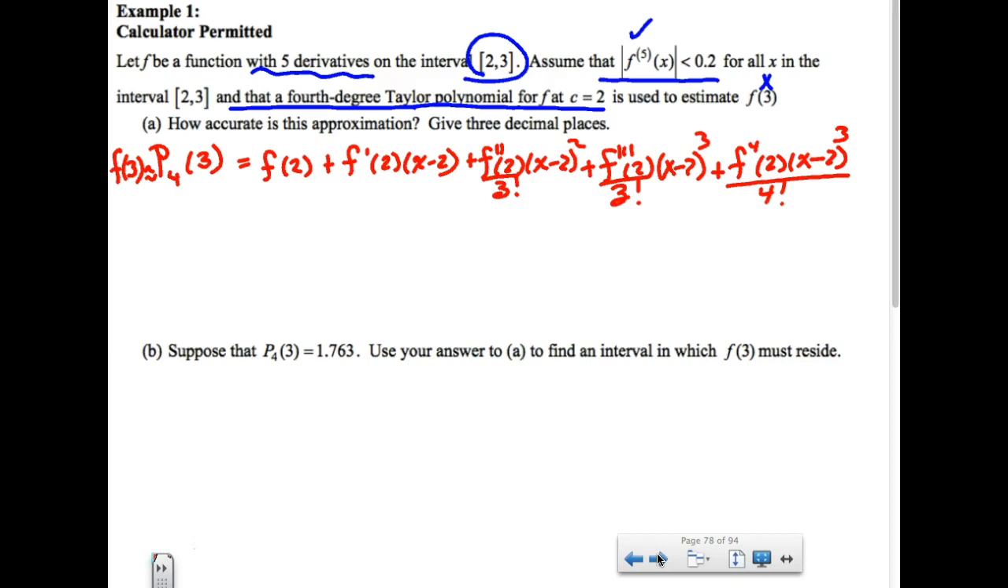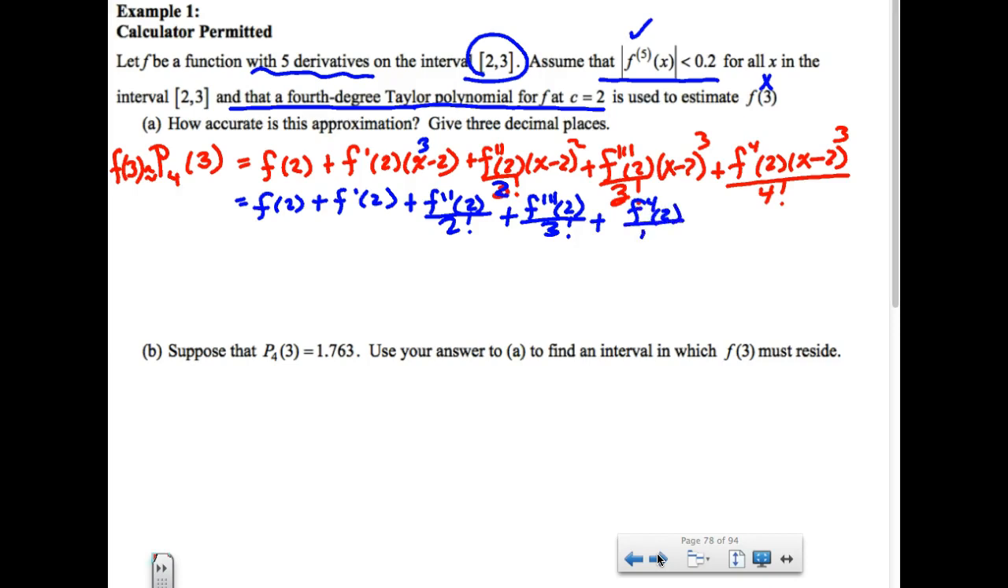And because I am using this to evaluate it at 3, I know that furthermore, this is f of 2 plus f prime of 2 times 1, right? Because x is a 3 in this case, plus f second derivative at 2 times 1 squared over 2 factorial, plus f triple prime at 2 times 1 cubed over 3 factorial, plus f 4th derivative over 4 factorial, times 1. I'm making a lot of little mistakes here. Anyway, that is what I call a 4th degree Taylor polynomial.